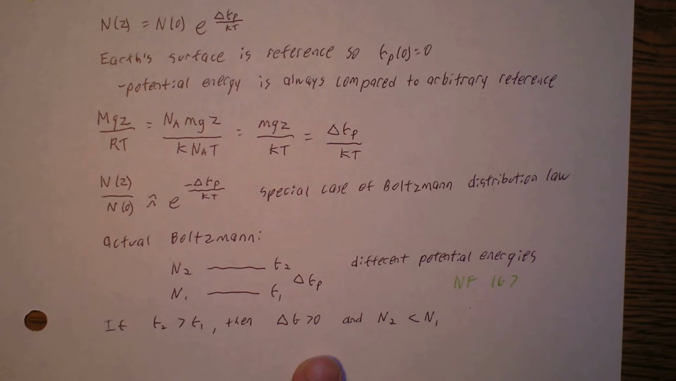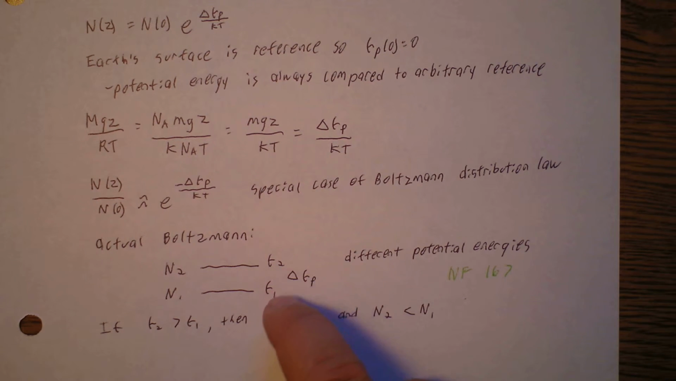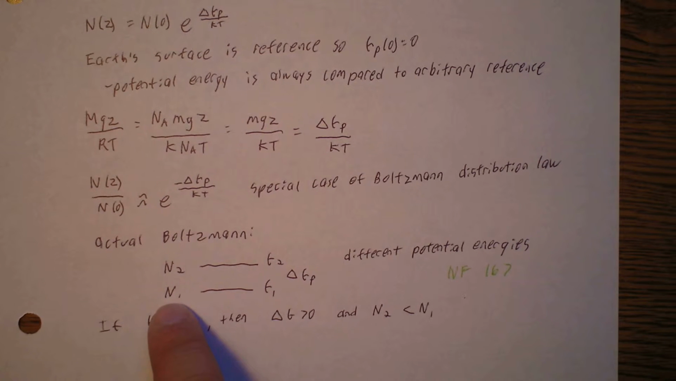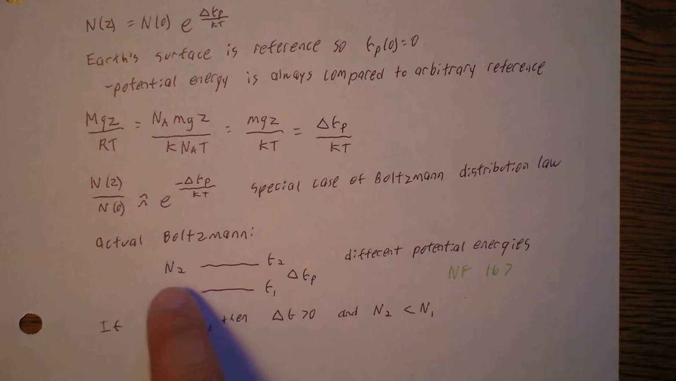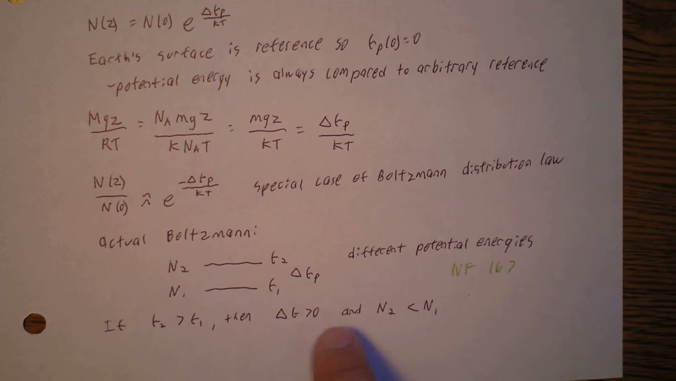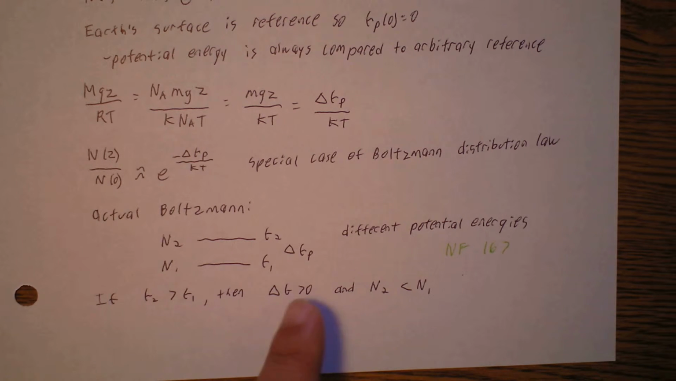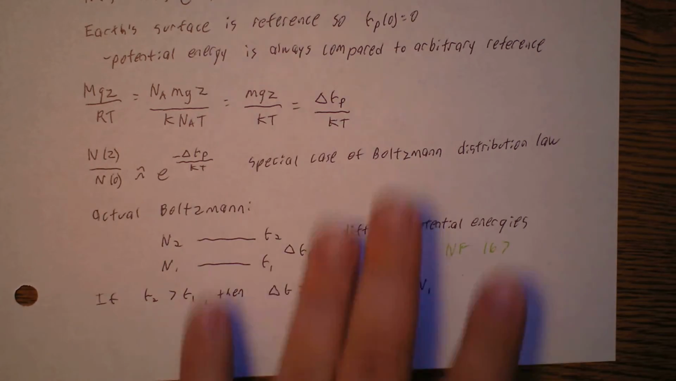Now here's what the actual Boltzmann Distribution Law says. Let's say you have two energy levels, energy level 1 and energy level 2. So you have a change in potential energy. We're going to have a certain number of atoms at energy level 1, and a certain number of atoms at energy level 2. So these represent two different potential energies. What Boltzmann's distribution law says is, if energy level 2 is greater than energy level 1, then the change in the Gibbs free energy is greater than 0, and therefore the number of molecules at energy level 2 will be less than the number of molecules at energy level 1.